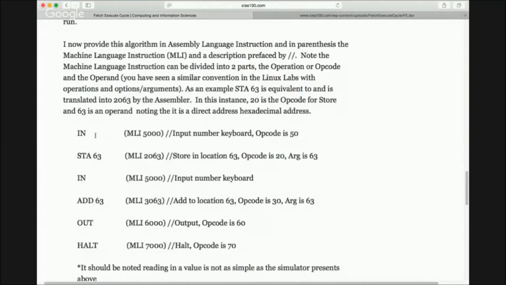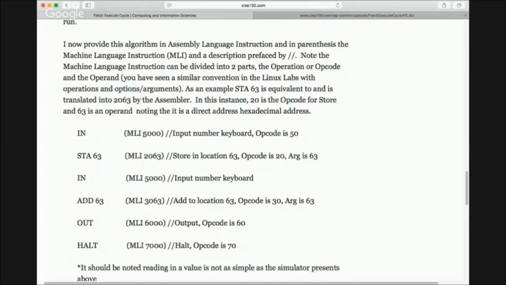In assembly language, I'm going to read something in. I'm going to store what I just read in, at 63. I'm going to read in another value. I'm going to add this value I just read in to what I previously stored in location 63, and then I'm going to output it. So these are the assembly language instructions in register transfer logic for the program we're about to run.